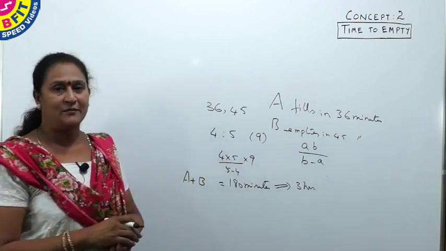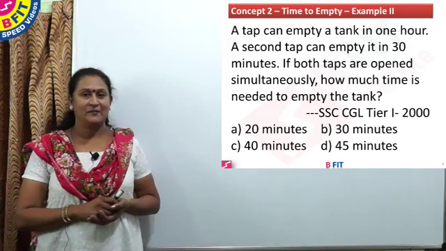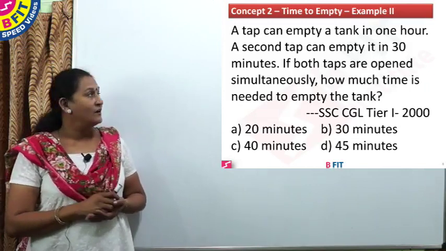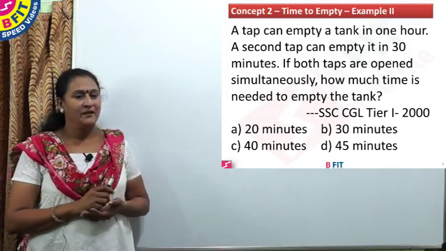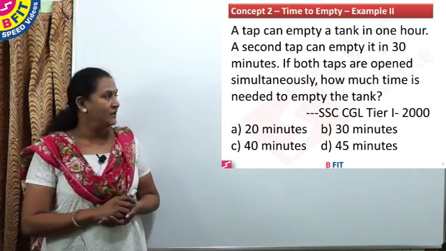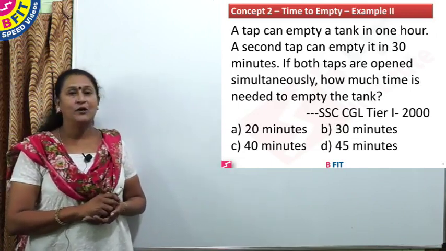We'll see the next example. So the question is, a tap can empty a tank in 1 hour. A second tap can empty it in 30 minutes. If both taps are open simultaneously, how much time is needed to empty the tank?